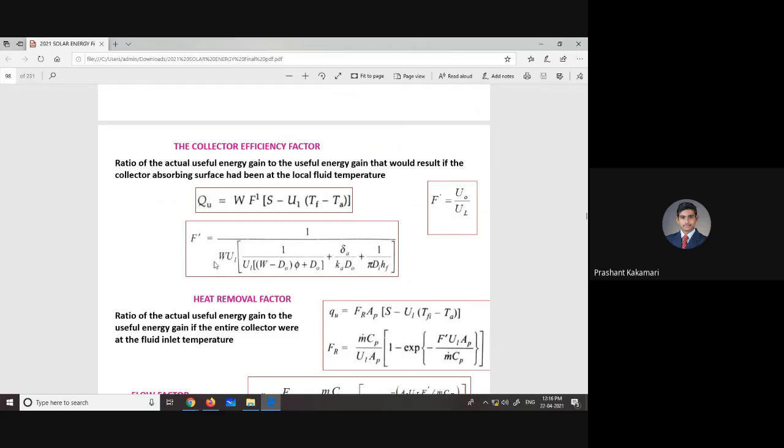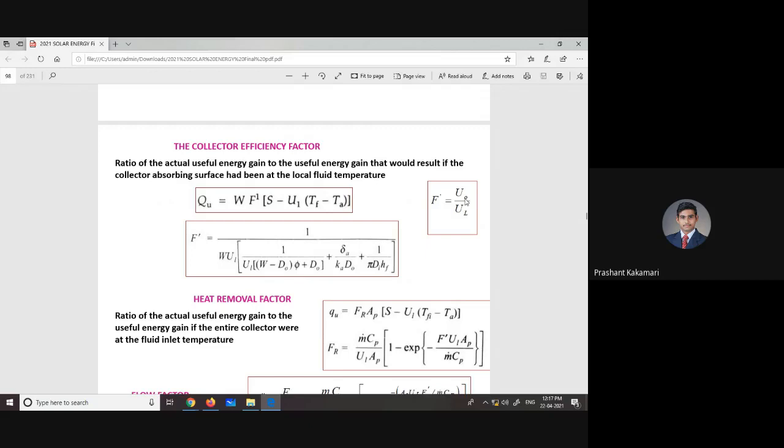It is a ratio of actual useful heat gain. See here, actual useful heat gain to the useful energy gain that would result if the collector absorbing surface had been at the local fluid temperature. If the absorber plate or the collector plate is maintained at the local fluid temperature or the inlet temperature, then we are taking these two ratios. That is overall useful heat gain to the flat plate collector to the useful energy gain.